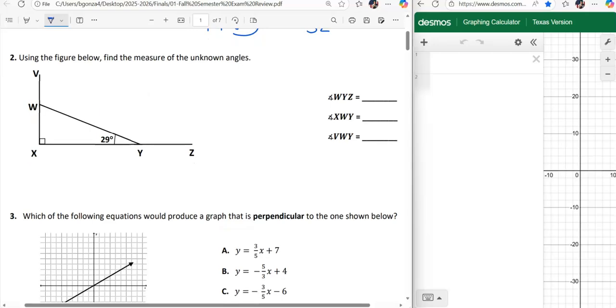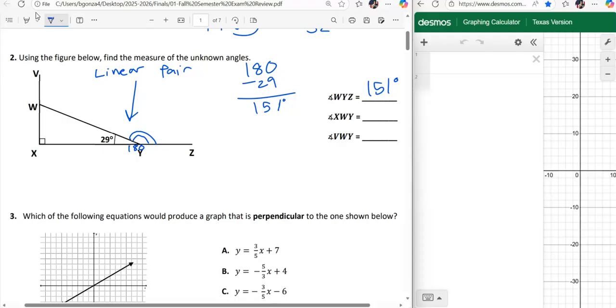Number 2. Okay, we want to find WYZ. W to Y to Z is out here on the outside. So if this inside angle is 29, and this is called a linear pair, we know a straight line is 180 degrees. So we do 180, take away 29, and we get 151 degrees.